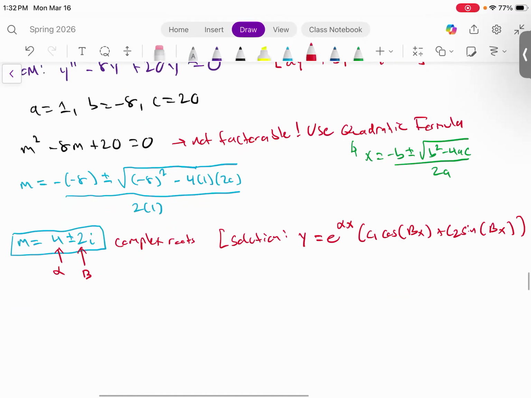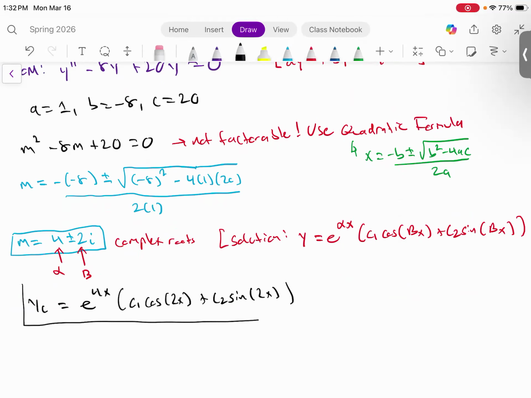So that means our solution here would be e to the 4x times c1 cosine of 2x plus c2 sine of 2x. That's our complementary solution. Complex roots give us this complementary solution. Now is the time to get going on our particular solution.